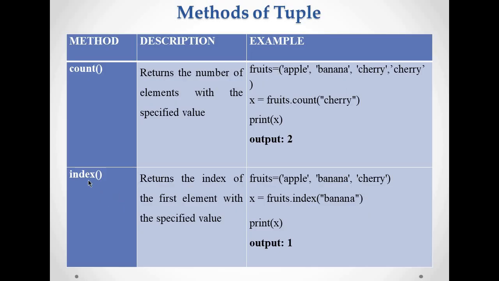Then the next method is index. This method will return the index of the first element with the specified value. See, we are taking the same example. Now we are asking the index of the banana. It will return the index value of the banana. We all know that the index starts from 0. So 0, 1, 2. The index of the banana is 1. So it will return the value 1.